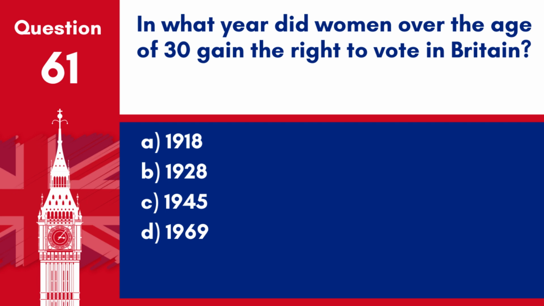A. 1918. B. 1928. C. 1945. D. 1969. Answer A. 1918. Women over the age of 30 gained the right to vote in Britain in 1918, a significant milestone in the women's suffrage movement.